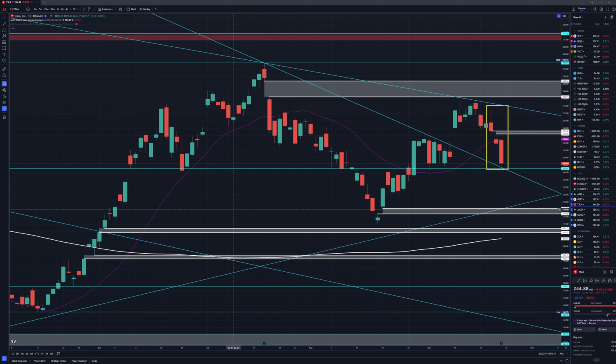Tesla, bad days for Tesla. Look at this 3-day performance, keeping a gap down behind, having on Friday a minus 4.23%. We have small support here. We have a gap down here.